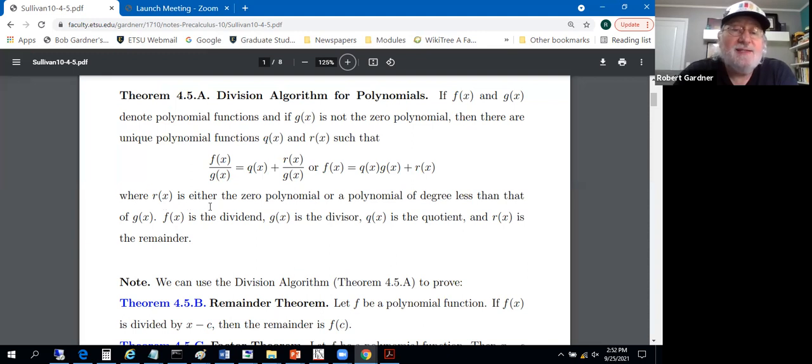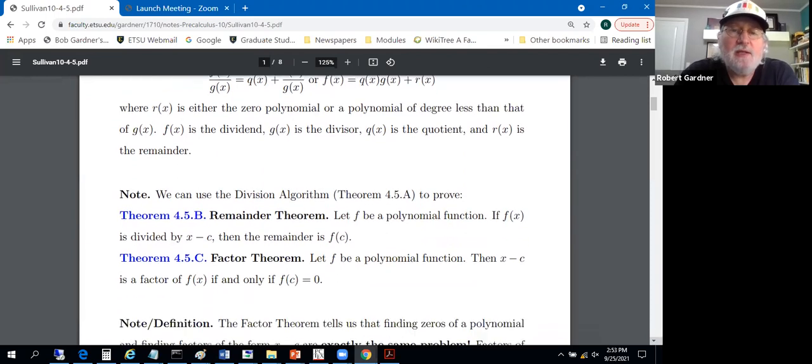The condition on r of x is it's either the zero polynomial, in which case there was no remainder, or a polynomial of degree less than that of the divisor function g. So the remainder's degree is less than the degree of the divisor function, the g of x function. So when you do the long division, you simply keep going until you get a remainder that's smaller in degree than the divisor function. F of x is the dividend, g of x is the divisor, q of x is the quotient, and r of x is the remainder function, as I mentioned.